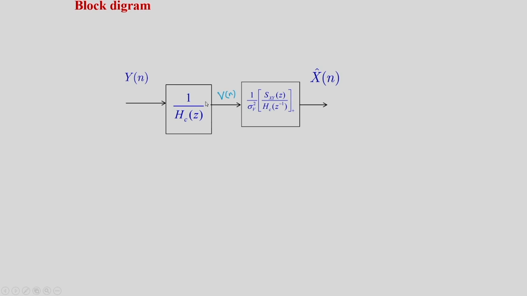We can represent the procedure in a block diagram. y(n) is passed through this filter of transfer function 1 by Hc(z) to get the innovation process v(n), which is now passed through this filter 1 by sigma v square into the positive part of Sxy(z) divided by Hc(z inverse), and we will get the estimate x hat of n. This is the principle of the causal IIR Wiener filter.